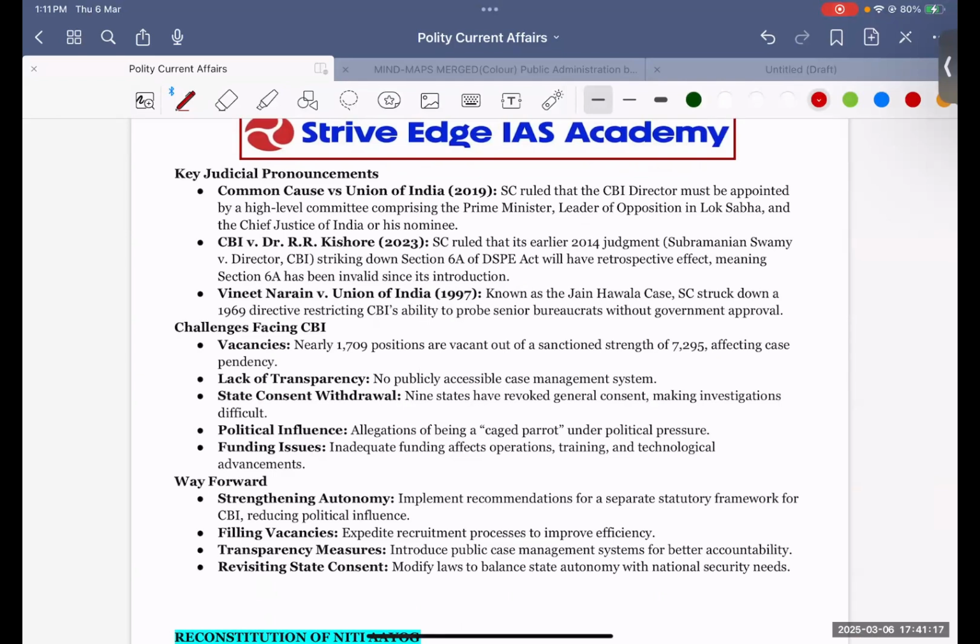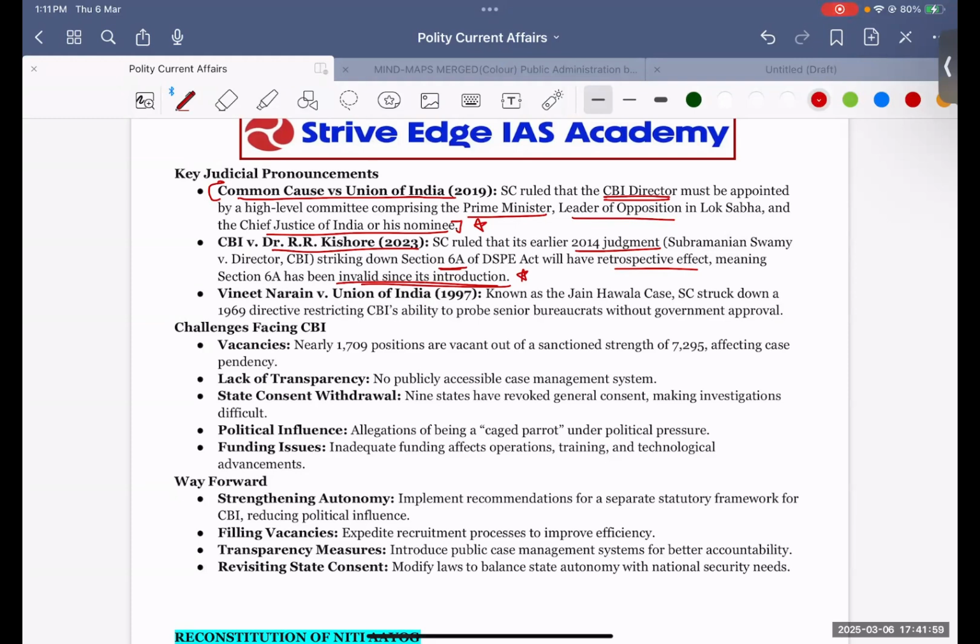So what are the key judgments with respect to the CBI? Common Cause versus Union of India. In this, the SC ruled that the CBI director must be appointed by a high-level committee comprising the PM, the leader of opposition in Lok Sabha, and the Chief Justice of India or his nominee. Then CBI versus Dr. R.R. Kishore in 2023, wherein the SC ruled that its earlier 2014 judgment, striking down Section 6A of the DSPE Act, will have retrospective effect, meaning Section 6A has now been invalid.